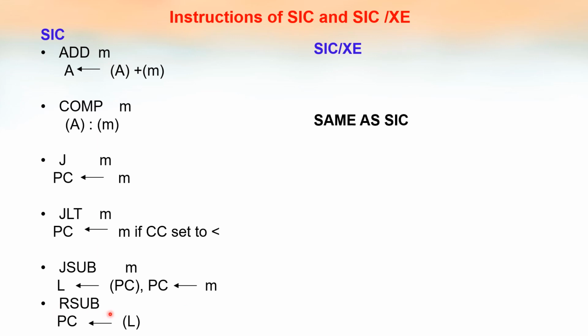Then the RSUB instruction. RSUB is for returning from the subroutine. It is similar to the return statement in functions. So RSUB means it has to return to the program. In the linkage register, we have already stored the return address, and that is given to the program counter. The same instructions can be used in SIC/XE.